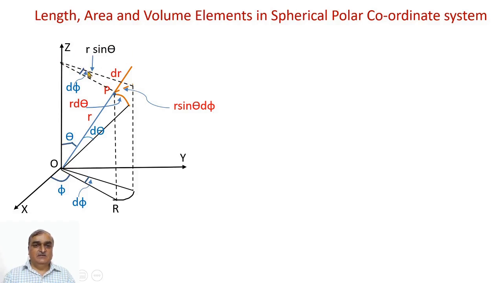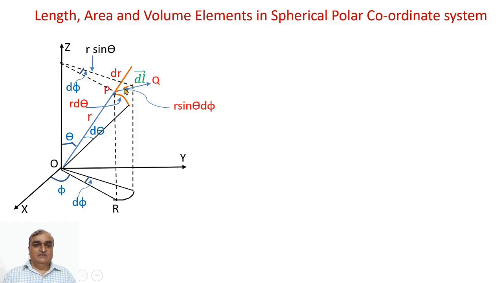r sin theta. This angle is d phi. Therefore, this arc length is r sin theta d phi. We multiply it by e phi cap because the unit vector along the phi curve is e phi cap. We have already studied that the unit vector along this phi curve is e phi cap, tangent to this phi curve. Therefore, r sin theta d phi into e phi cap is the change along the phi curve.